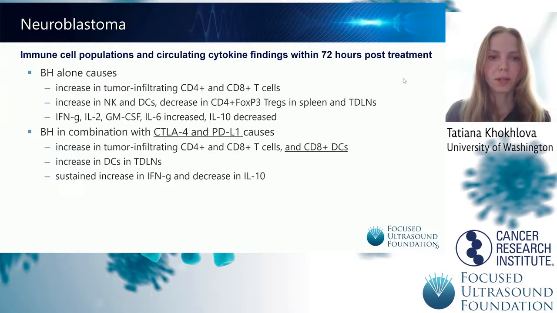So they also looked at immune cell populations and circulating cytokines short-term, and the findings were similar to the previous works in that there was an increase in tumor-infiltrating T cells and dendritic cells, an increase in dendritic cells in tumor-draining lymph nodes, and a short-term or sustained increase in interferon gamma, while decreasing IL-10, which is an immunosuppressive cytokine.